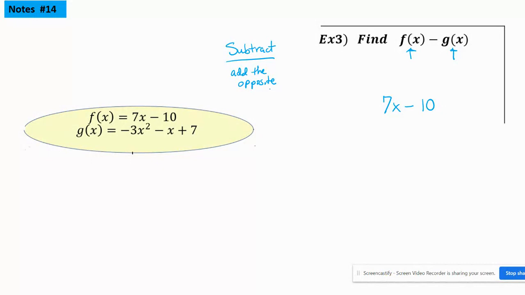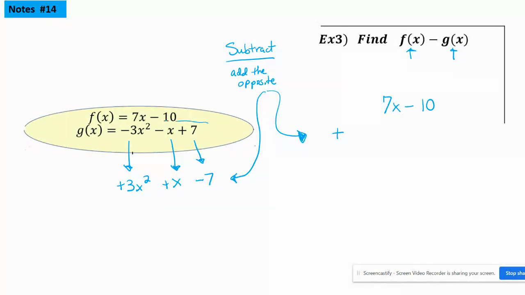And then we're going to add the opposite. So I'm going to add, and now instead of having negative 3x squared, I'm going to do the opposite. Instead of negative x, I'm going to do positive x. Instead of positive 7, I'm going to do negative 7. So I have to add the opposite.